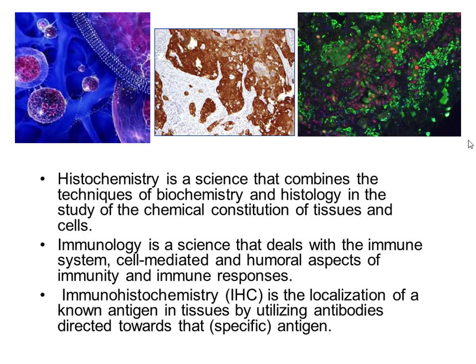Immunohistochemistry is a science that combines the techniques of biochemistry and histology in the study of the chemical constitution of the tissue and cells. Immunology is a science that deals with the immune system, cell-mediated and humoral aspects of immunity and immune responses. Immunohistochemistry is the localization of a known antigen in the tissue by using antibodies directed toward a specific antigen.